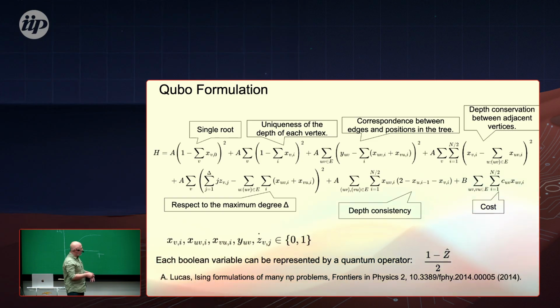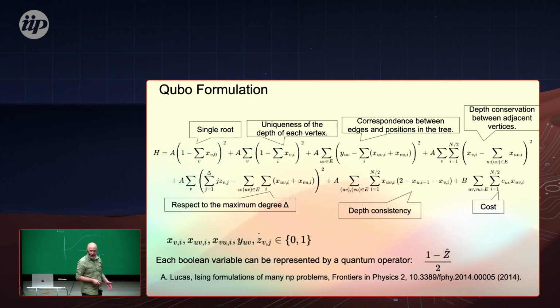Everybody knows, I think, in this community, that it's possible to transform these Boolean variables in terms of Ising Hamiltonians. So if we do this transformation, going from X to the Pauli operator Z, then we can write this down as an Ising Hamiltonian.